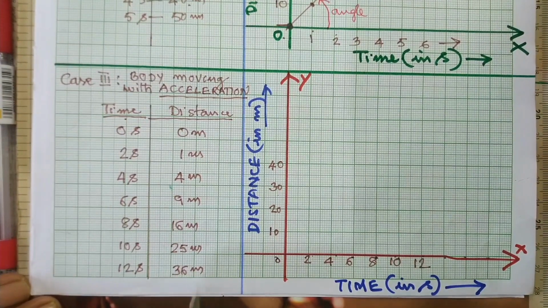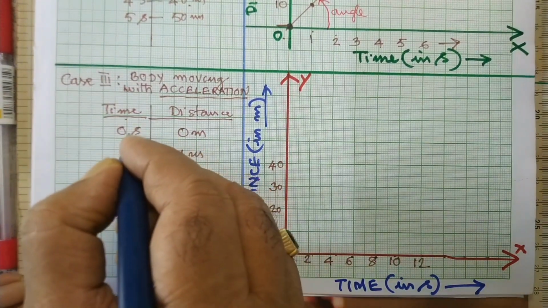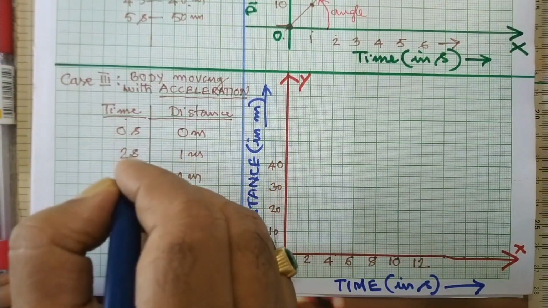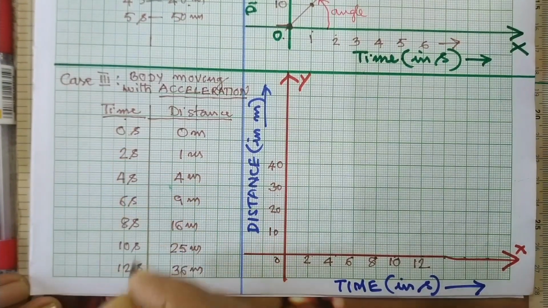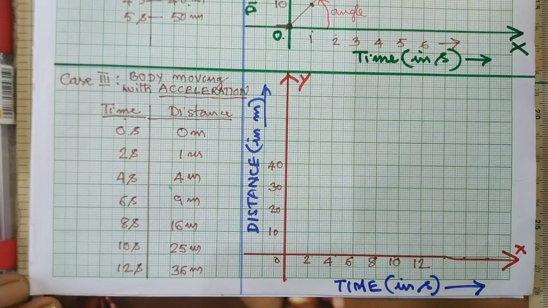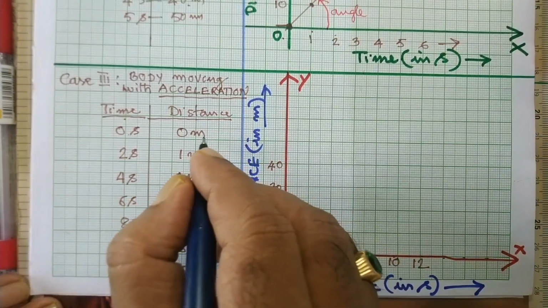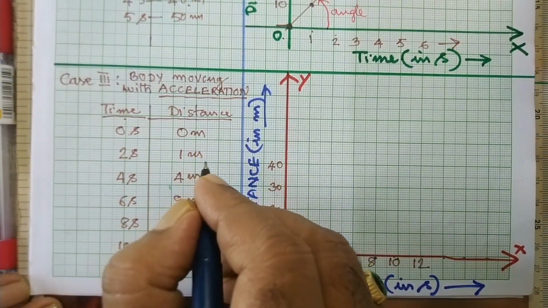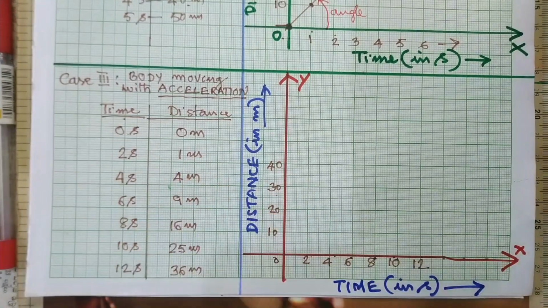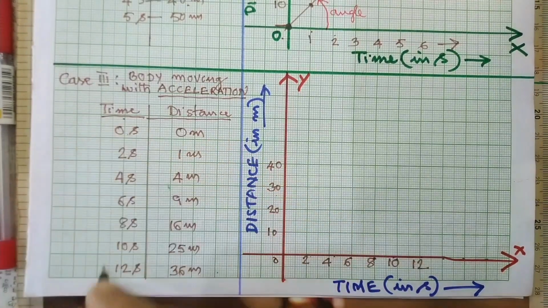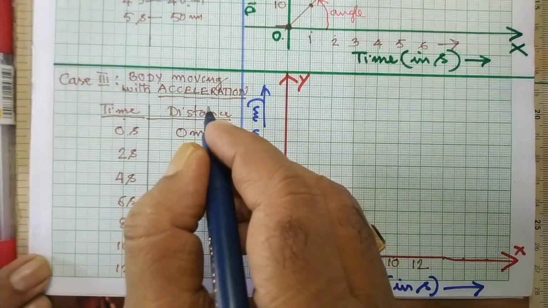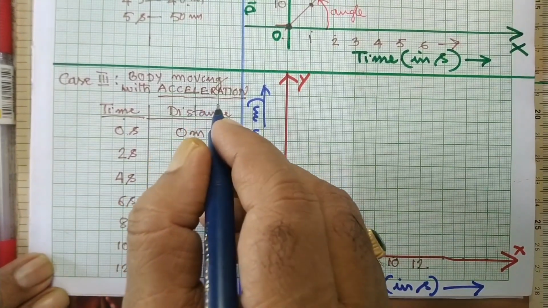Now in the acceleration, I am taking equal intervals of the time: 0 second, 2 second, 4 second, 6 second, like that. 2 second interval I am taking. But very interestingly, the distance is not in the same interval. I mean to say distances covered are not equal. It is a non-uniform motion. It is not covering equal distances in equal intervals of the time. Non-uniform motion, the best example is the acceleration.